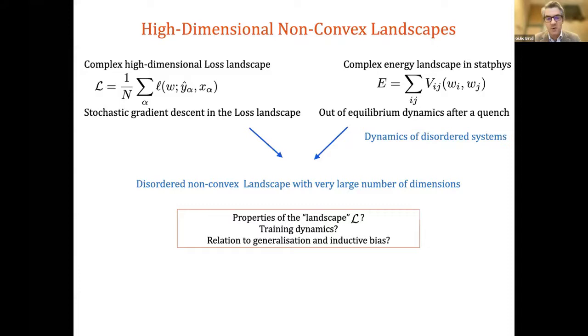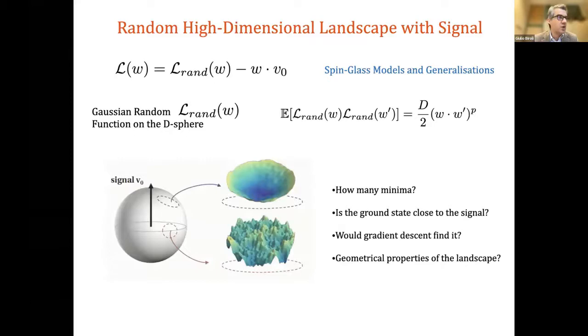This is very similar to the kind of questions that people ask in the case of neural networks, in which you have some optimization algorithm, typically gradient descent with some stochasticity, and you go down the loss landscape. The questions people ask are: what are the properties of the landscape? What are the properties of the training dynamics? What is the relationship of the minima that are found to generalization, and what kind of inductive bias do you have in the dynamics? These are partially questions that people have asked in the case of the dynamics of disordered systems. The first part of my talk is about something which maybe has been discussed a little bit already.